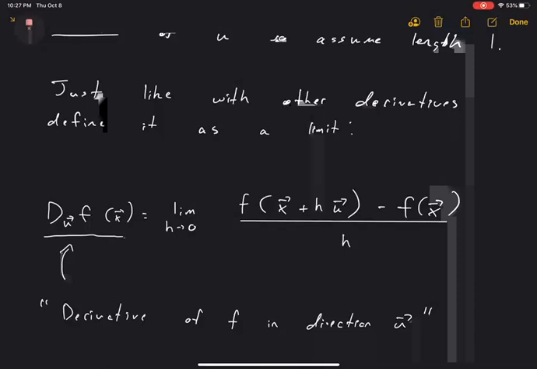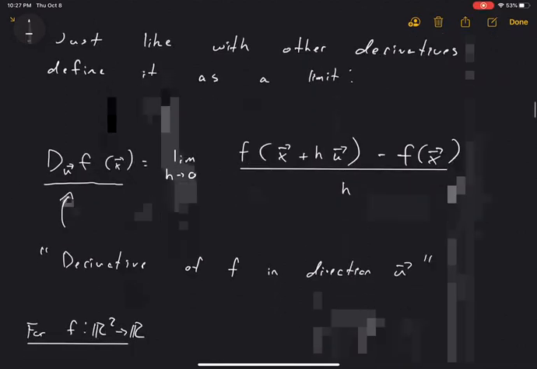So it's very similar to our previous definitions of derivatives. We can think about it as rise over run, and we're taking that limit as this h goes to 0.